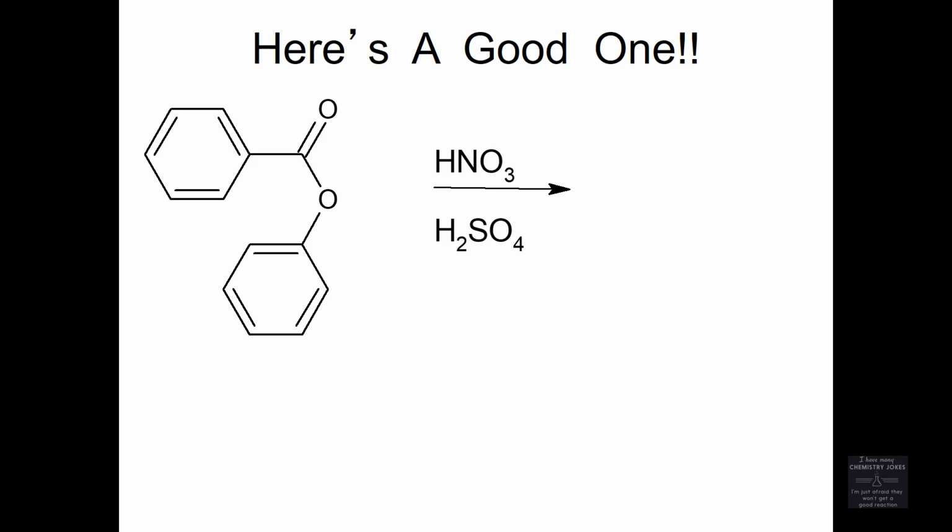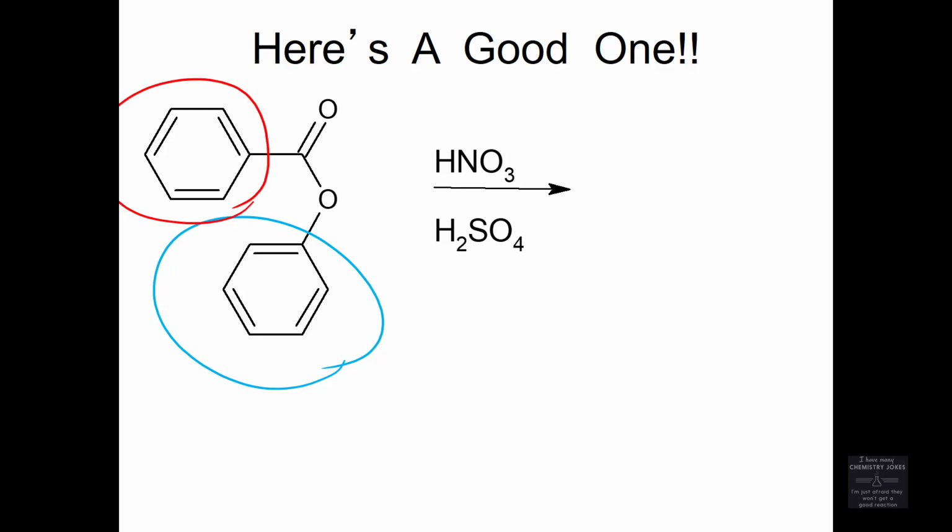Okie doke. When you're presented with a problem like this, where the heck do you start? Well, the first question is, I've got two benzenes. Which benzene should add my nitro group? HNO3 and H2SO4, I'm adding a nitro. Does the nitro get added to the red benzene or the blue benzene? Well, it all depends on what's connected. The blue benzene has this thing connected, and is that thing considered an electron donor or an electron withdrawer? It's an electron donor.